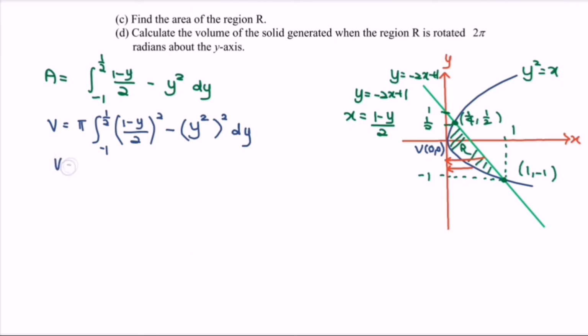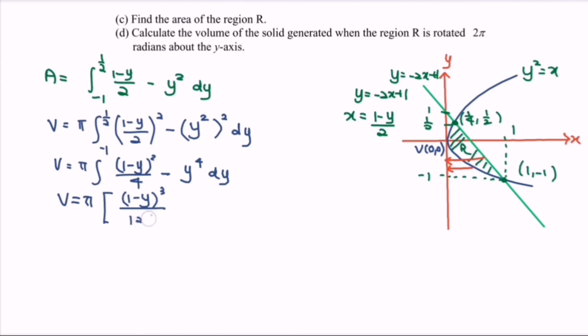Proceed with V equals pi integral of (1 minus y) to the power of 2 over 4, minus y to the power of 4, with respect to y. Next, integrate. V equals pi, where we have (1 minus y) to the power of 3 over 12 multiplied with negative 1, minus y to the power of 5 over 5, for the limit 1 over 2 and negative 1.